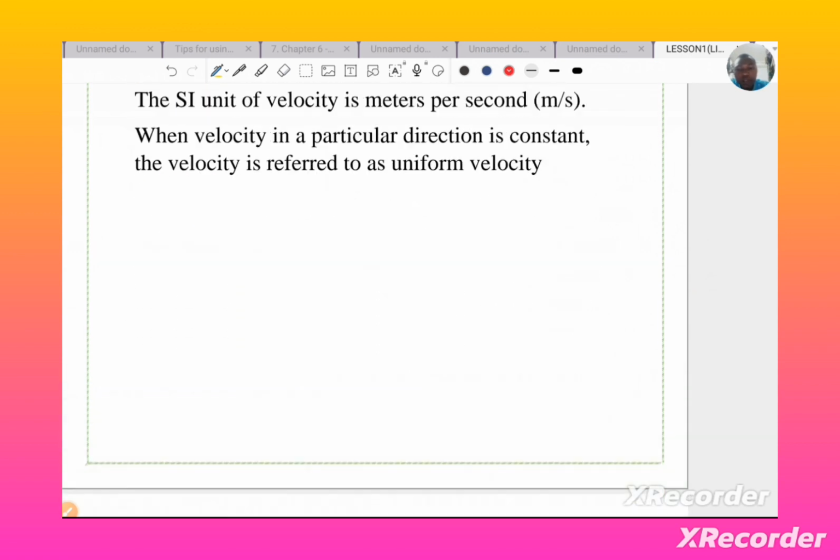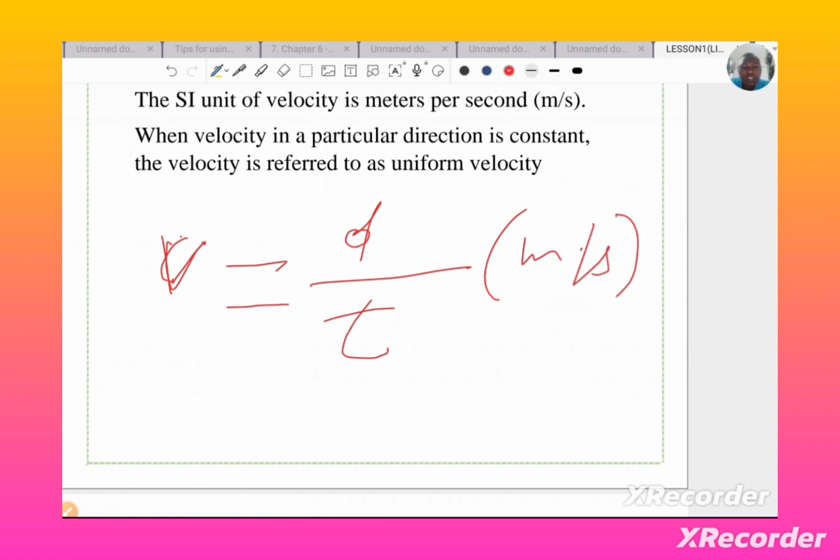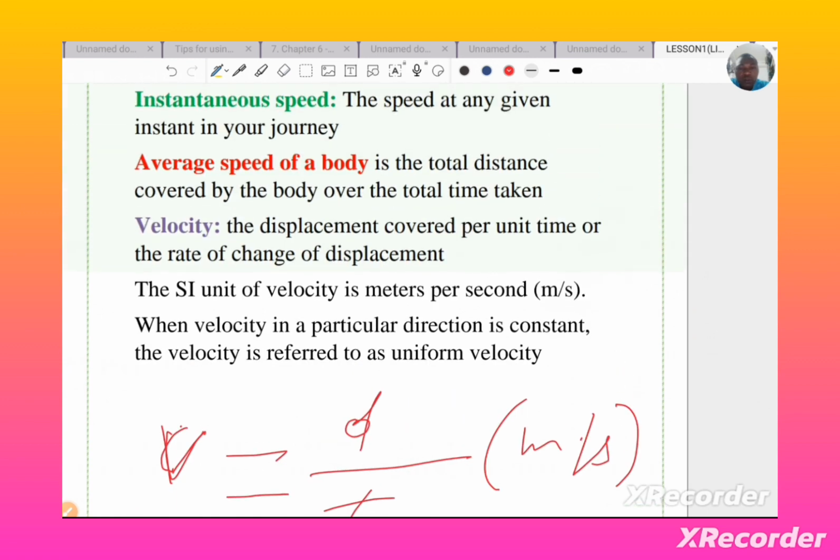Now, speed, you can write this V to show speed. It is the distance over time. Unit is meter per second. That is the speed. It is also a scalar quantity. We don't consider the direction.